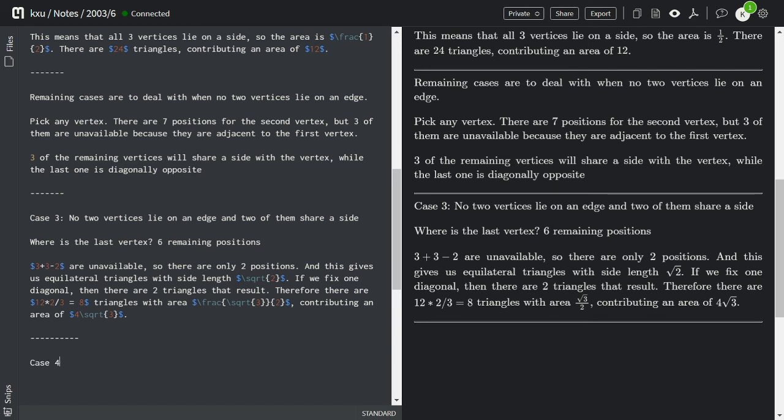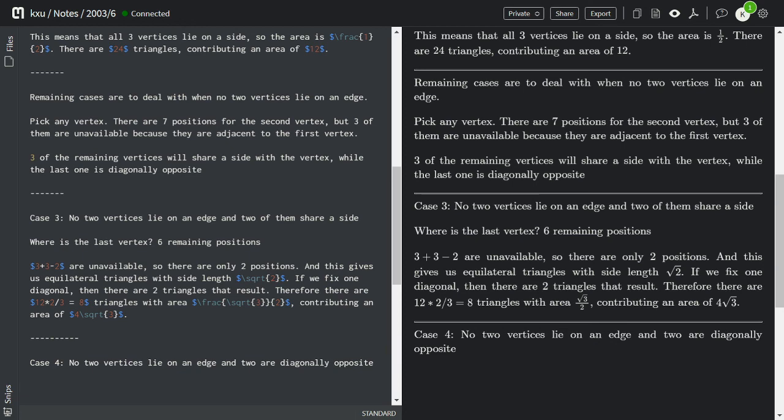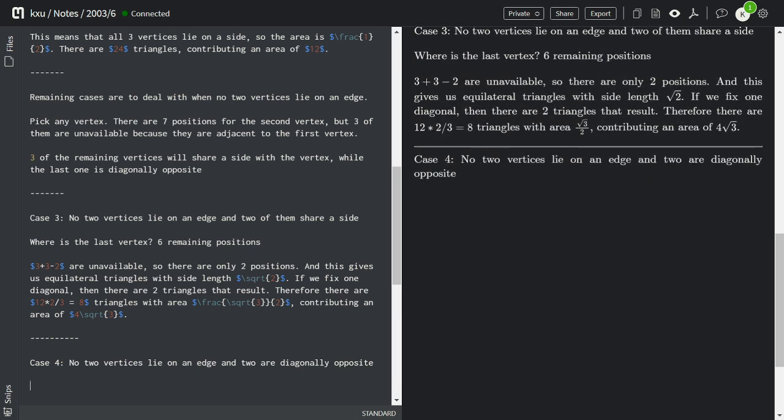In our last case, no two vertices lie on an edge and two are diagonally opposite. So let's draw a diagram. If we have two that are diagonally opposite of the 6 remaining vertices, how many are possible? Well, in actuality, basically none of them are available because all of the 6 remaining vertices will be adjacent to one of the 2 vertices. And of course, you can just test this out by drawing a diagram.